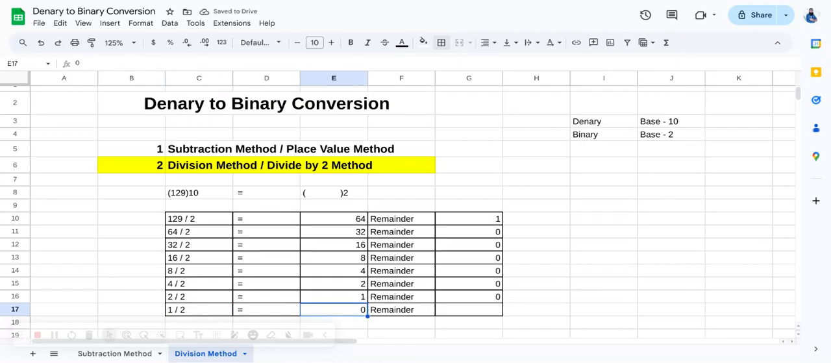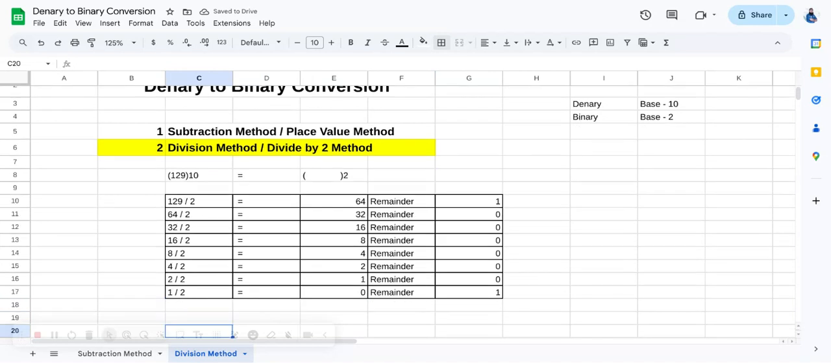So when we are dividing 1 by 2, we get 0.5, so we will write just 0, and instead of 0.5 we are going to write here 1. Now we have gotten our binary number, but how to read this binary number? This is very much important that you need to understand. We always read the number in upward direction.